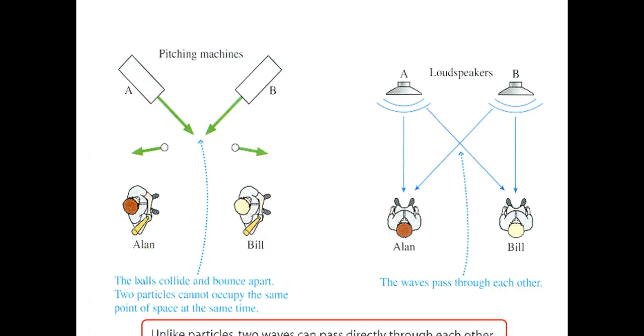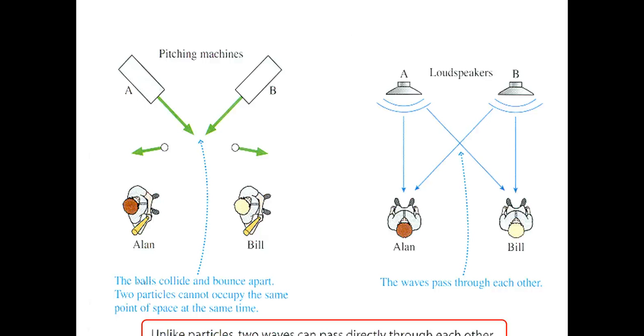Particles versus waves. On the left, we have two pitching machines. They throw their baseballs at the same place at the same time. Do they go through each other? No, they don't. They just bounce off one another. So as it says in blue on the bottom, the balls collide and bounce apart. Two particles cannot occupy the same point of space at the same time. On the right, we have two loudspeakers. What do you notice? The waves pass through one another. The sound is beautiful no matter where you are. So unlike particles, in the red, two waves can pass directly through each other.